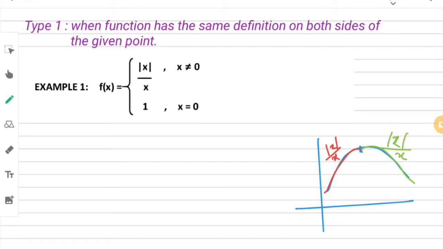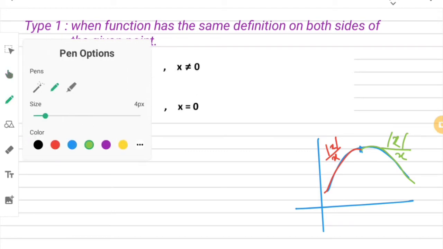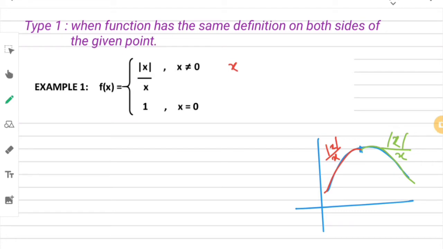That is type 1. The function on both sides, the left hand side as well as the right hand side, has the same function, which means it comes under type 1. They will give the equation in this way. Here they have given x is not equal to 0. That means we have to consider that x less than 0 means this is the function, and x greater than 0 means this is the function, that is modulus x by x.